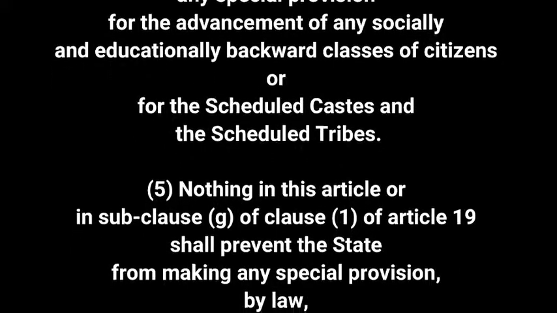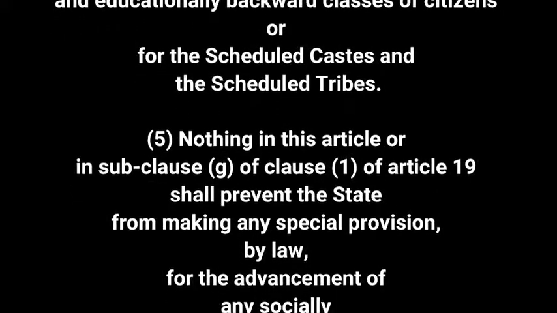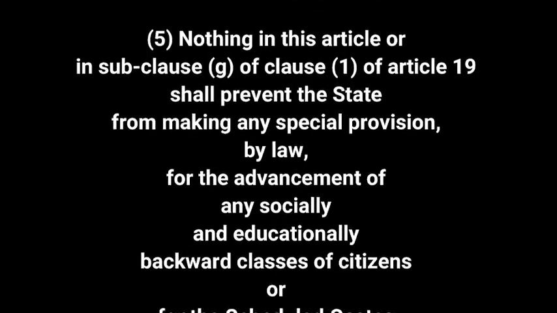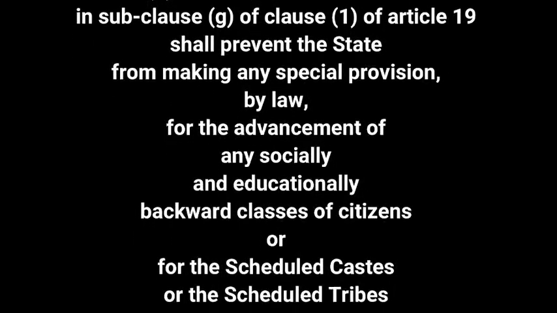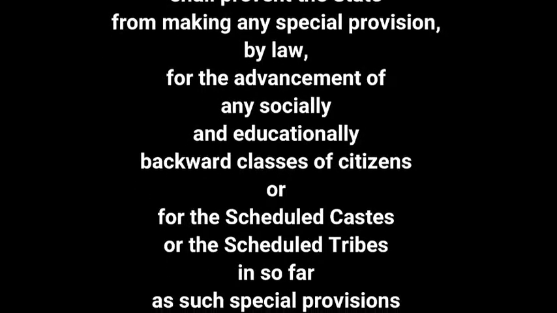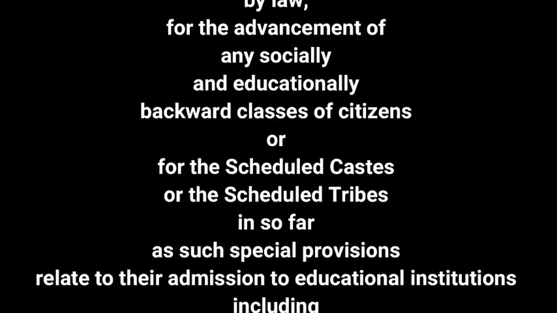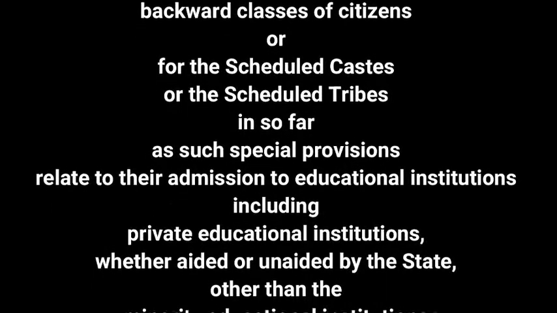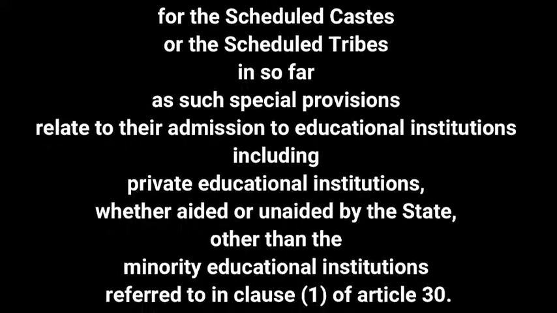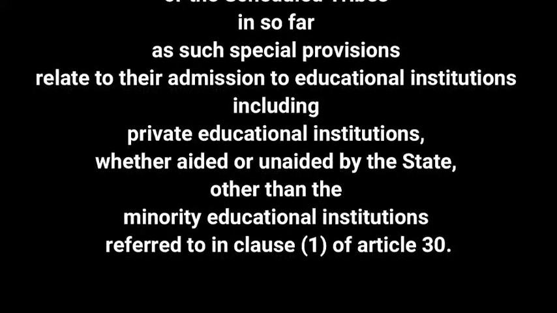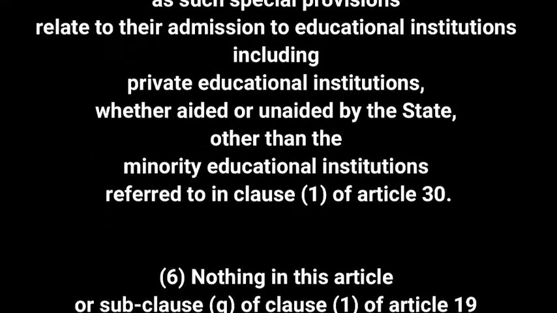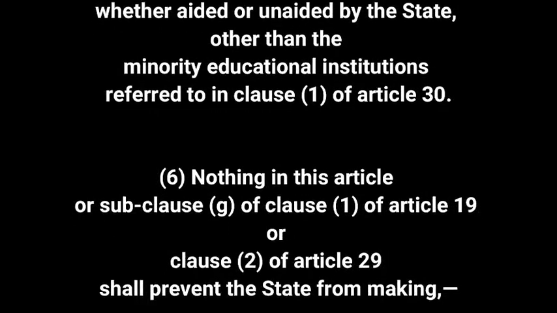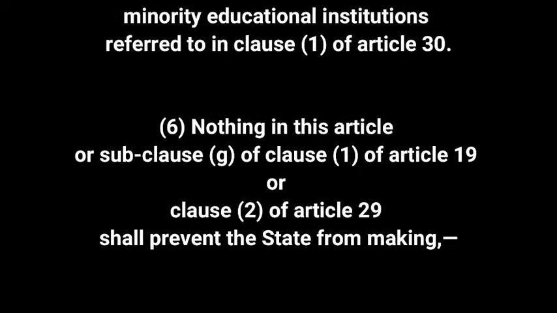tribes. Nothing in this article or, in subclause G of Clause 1 of Article 19, shall prevent the state from making any special provision, by law, for the advancement of any socially and educationally backward classes of citizens, or for the scheduled castes or the scheduled tribes, insofar as such special provisions relate to their admission to educational institutions, including private educational institutions, whether aided or unaided by the state, other than the minority educational institutions referred to in Clause 1 of Article 30.